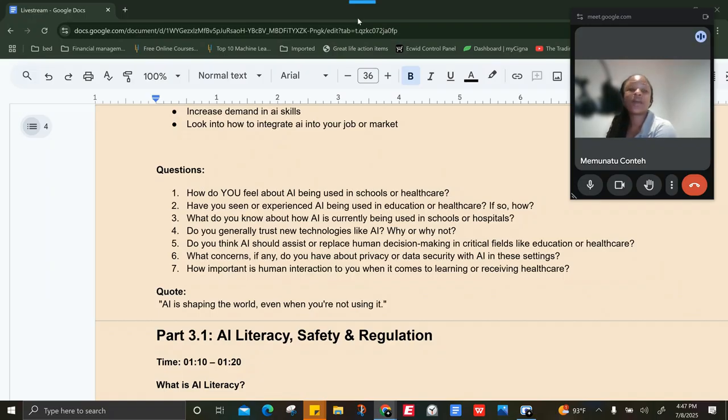Do you think AI should assist or replace human decision making in critical fields like education or healthcare? Do you think that? And by assist and replace human decision making, I mean, in healthcare, or if somebody's being approved for a claim for work that they need to get done, there's a lot of AI tools deciding on whether a claim should be approved or not.